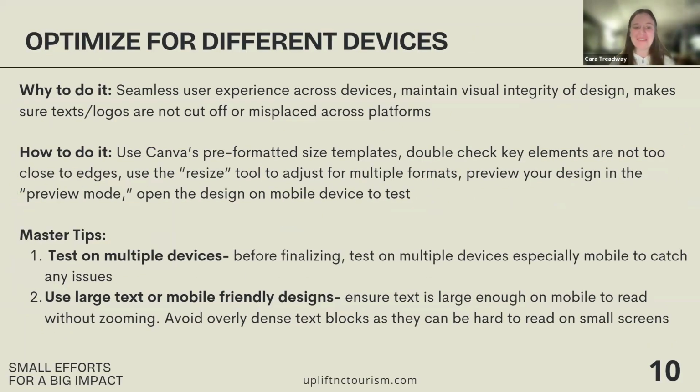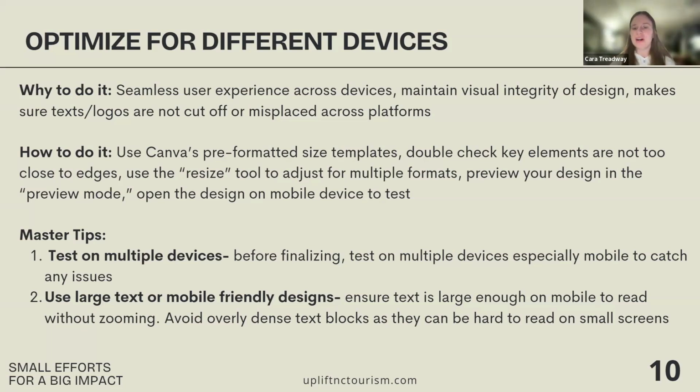Okay, tip number 7 on our list: we are going into optimizing your designs for different devices. This is very important. I've tried to include some detail on this slide, but people view content on all sorts of devices. Whether it be a mobile phone, a tablet, or a desktop, it's very important that we optimize our designs to create a very seamless experience across the board. This is especially important for tourism marketing, where your visuals may appear on social media or websites.